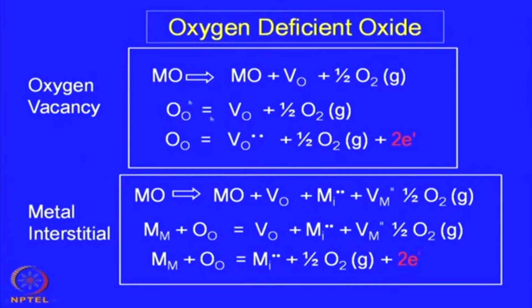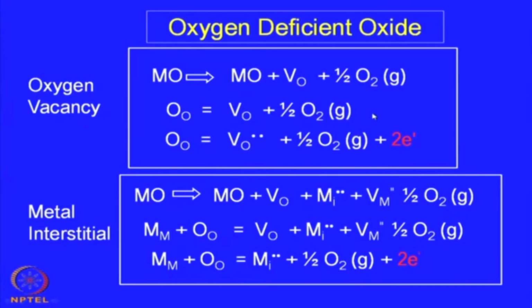In an identical manner, these are the two things we have considered so far for the oxygen deficient oxide. Two possibilities: one is oxygen vacancy, the other is metal interstitial. Both of them give rise to the same thing, and in both these cases we are generating 2 electrons each, 2 electrons which are free.